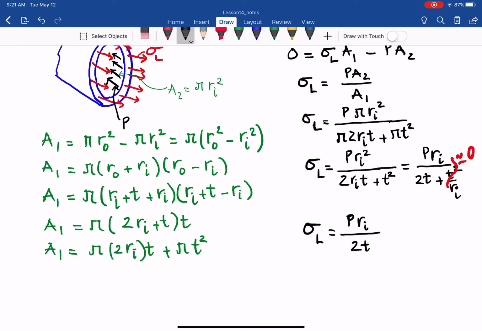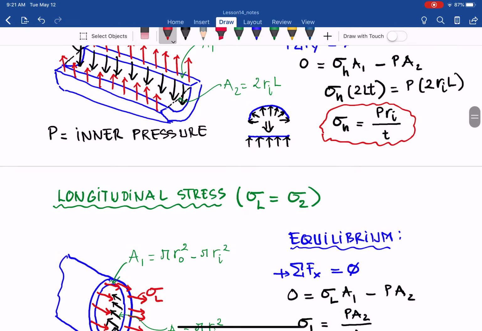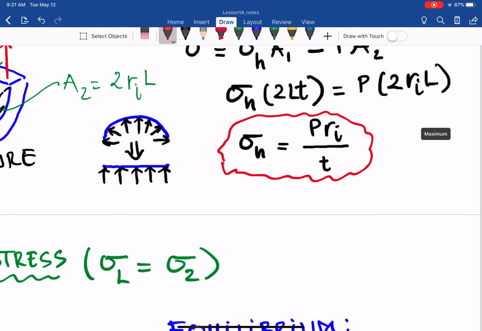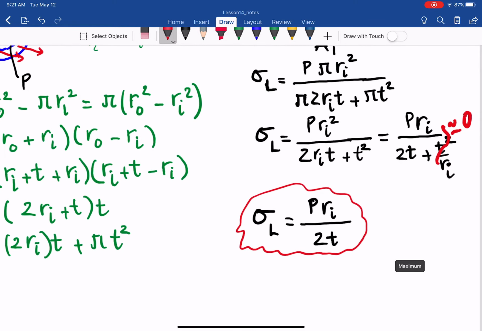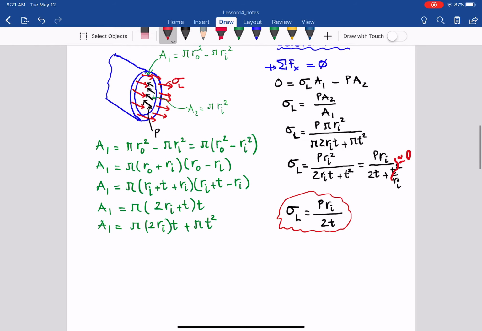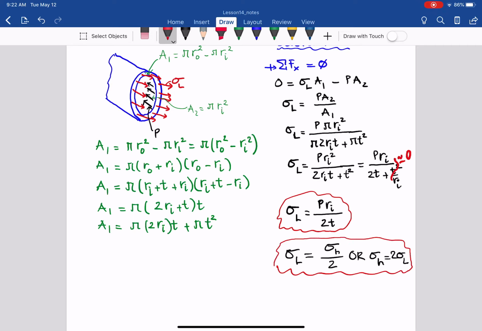And as you can see, we can plot the equation there. We can also note the hoop stress sigma is P Ri over t, and the longitudinal is P Ri over 2t. So what does that mean? We see that sigma longitudinal equals sigma hoop over 2, or sigma hoop stress equals 2 sigma L. That is the relationship in the cylindrical thin-walled pressure vessel.